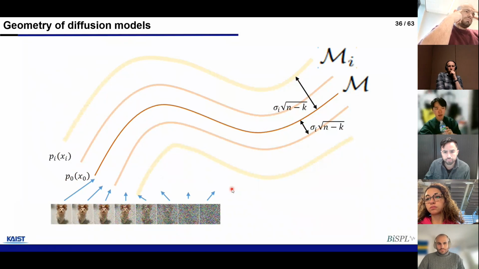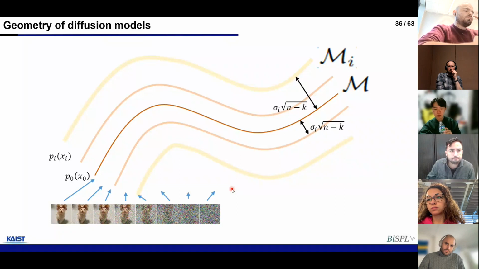I would have to look for the definition of N and K here. Right. From my memory, N is the dimension of the ambient space, and K is the dimension of the locally linear low-dimensional data manifold.